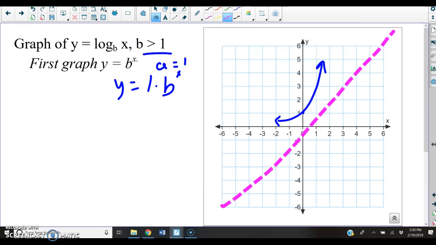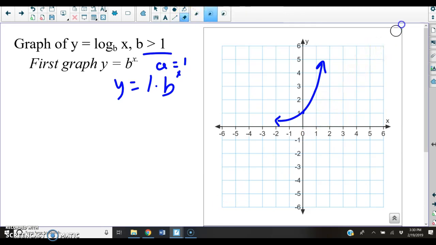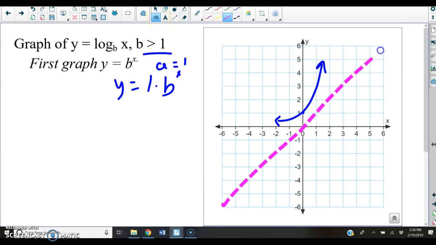reflect across the line y equals x, and I didn't do a great job of drawing that. Okay, let's try it again. That's better. Okay, so when I draw the inverse, this point is reflected across the line to here. This point would be reflected over here, and I don't have a great B, but it's going to look something like that.